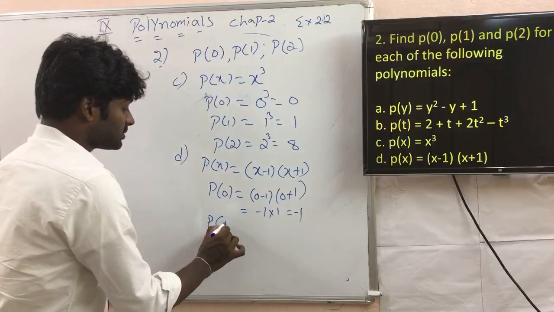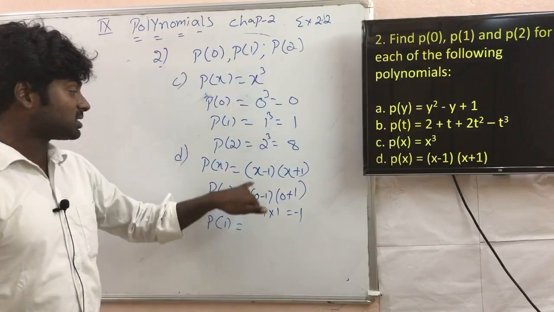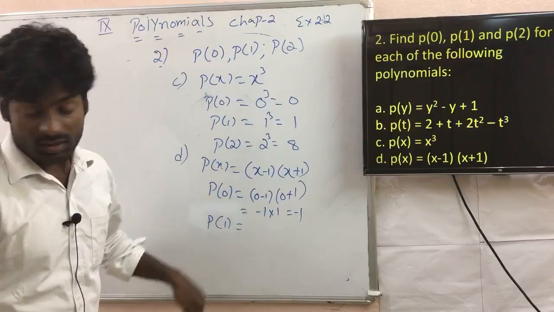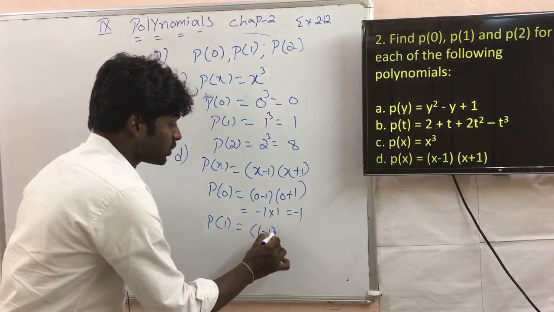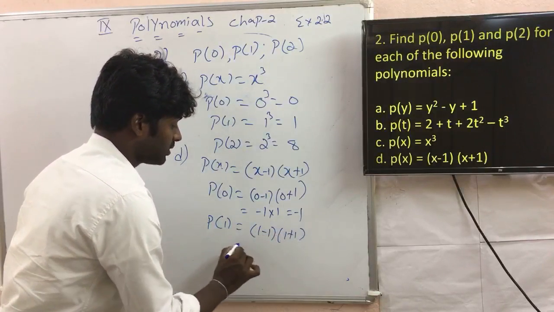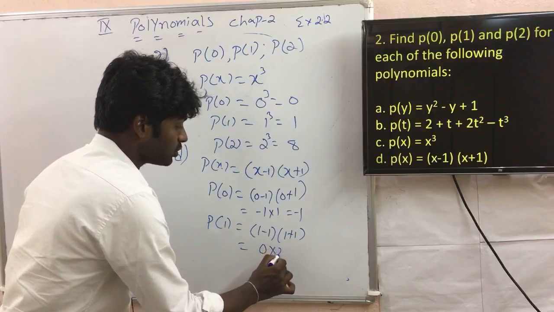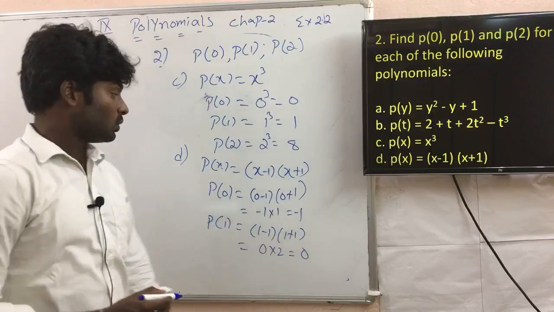Now P of 1. In the place of x we are replacing with 1. So 1 minus 1 into 1 plus 1. 0 into 2. Obviously it is 0.